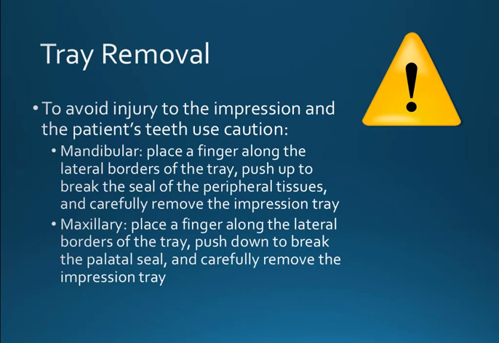So I usually rest my fingers right on top of that tray to avoid hitting the occlusal surfaces of the maxillary. Now on the maxillary, to remove the tray, you want to place a finger along the lateral borders of the tray and gently push down to break that palatal seal. Now that'll be a little bit stronger than on the mandibular. And again, I keep my fingers right over the bottom part of that tray and I carefully remove it so that it doesn't snap back and hit the occlusal surfaces of the mandibular teeth.